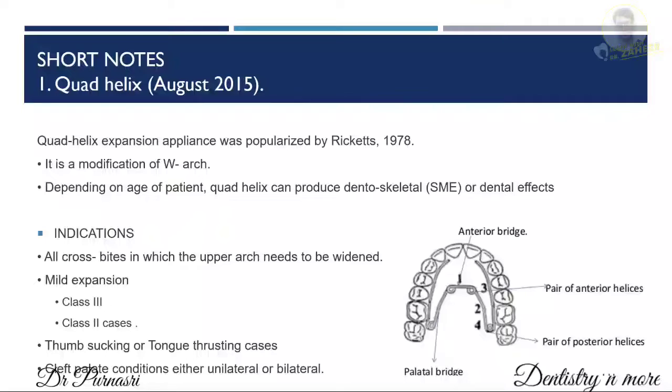The short note is quad helix. So quad helix is a slow maxillary expansion device. It was given by Ricketts and was basically a modification of the W arch. So the indications are when there is a crossbite in the upper arch, when there is mild expansion needed either in class 2 or class 3 cases, and it can also act as a habit breaker in thumb sucking and tongue thrusting cases, and also in cleft lip and palate cases where there is need for expansion. You can draw this diagram and label the parts.